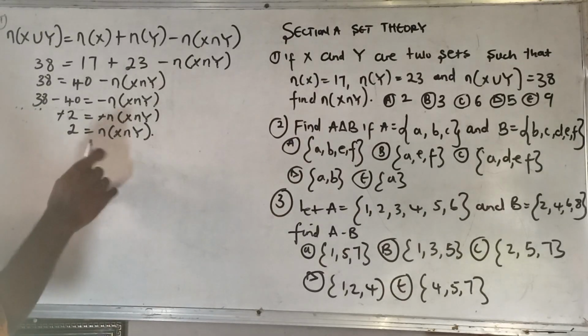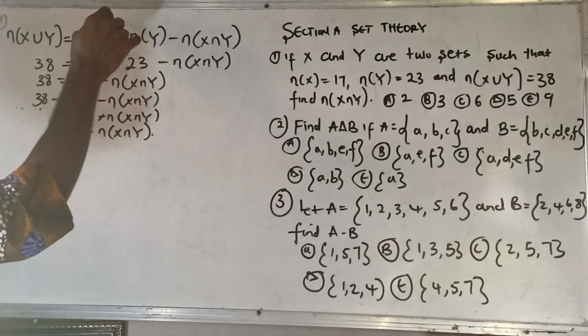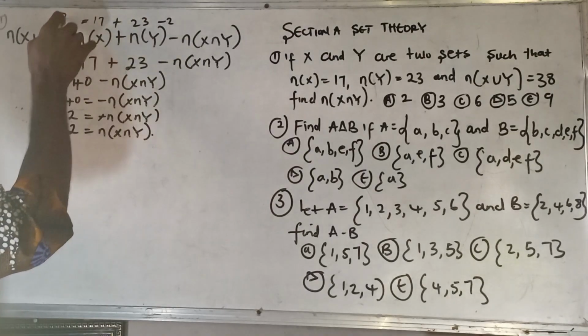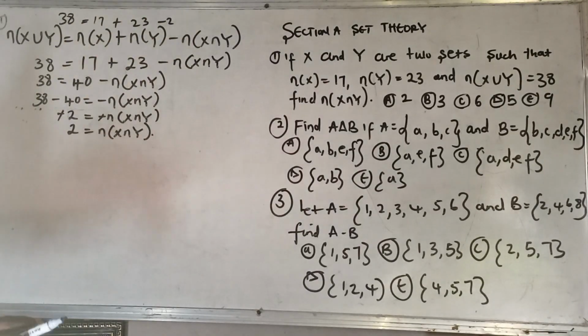So if you want to check whether our answer is correct, just do 17 plus 23 minus 2. It will give us 38, which was here. Remember that in mathematics, the left hand side is always equal to the right hand side. Or you can say that another name for equal to is the same as. So we are done with that.